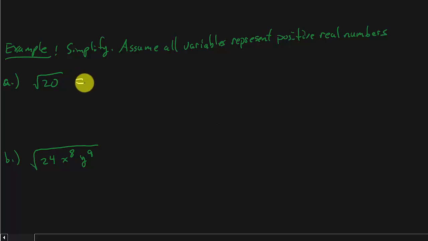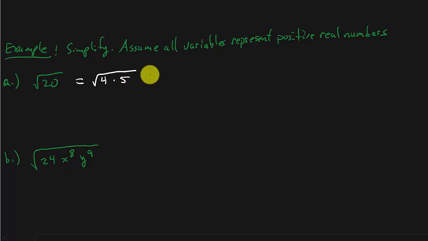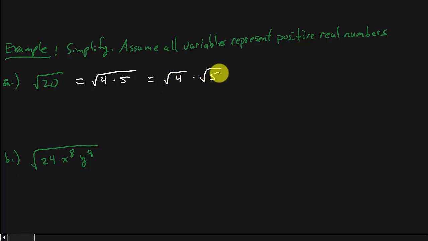So the 20, is it a perfect square? No, the 20 is not a perfect square. Does it have a factor that's a perfect square? Yes. This is 4 times 5. Okay? And then you remember that property that says I can split these up into two radicals multiplied together. And then we have the square root of 4 is what? 2, and then that's 2 square root of 5. And this would be your answer.